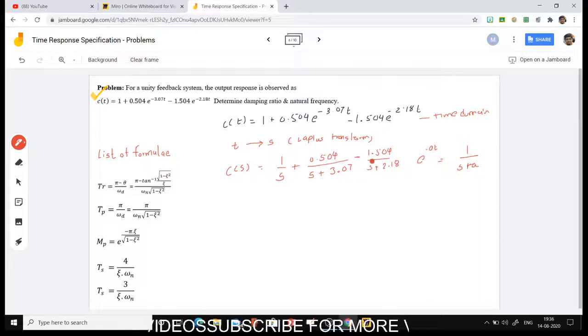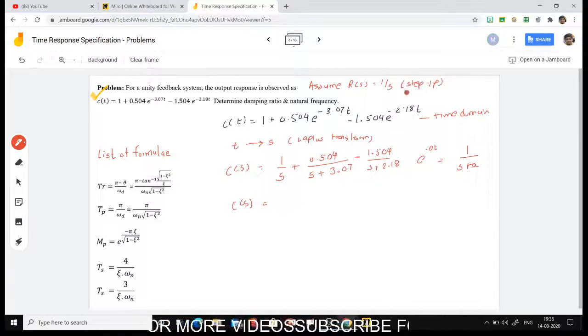Then we try to simplify this equation by a common denominator. One more thing which is not given in the problem, you can assume R of S is equal to 1 by S, which is a step input. Okay, I forgot to mention this in the problem. So we basically need to find C of S upon R of S.